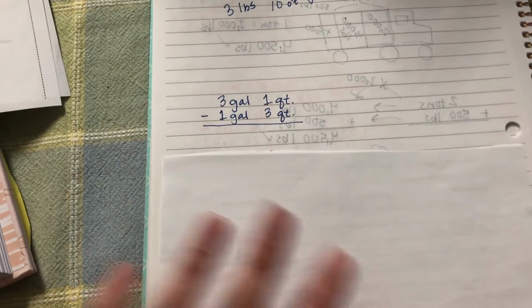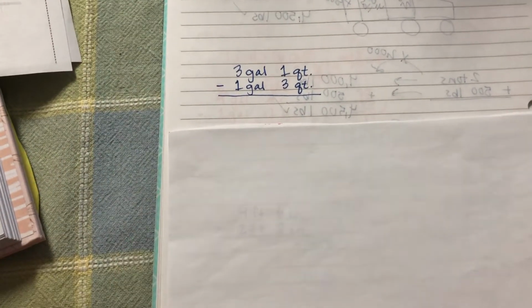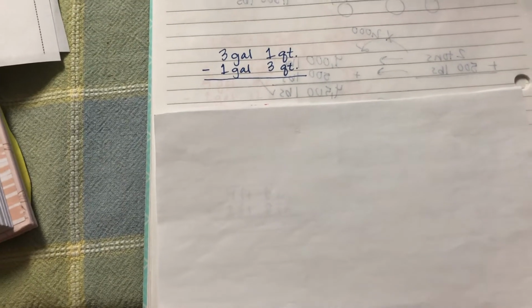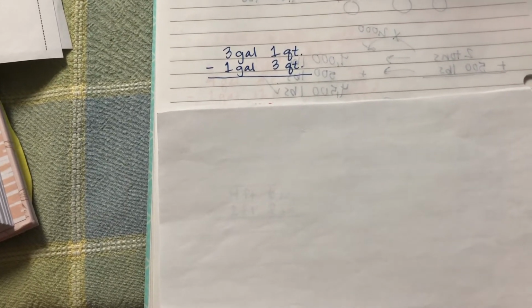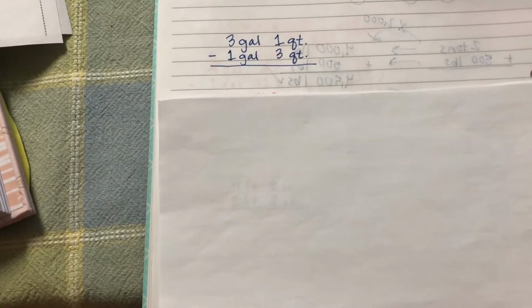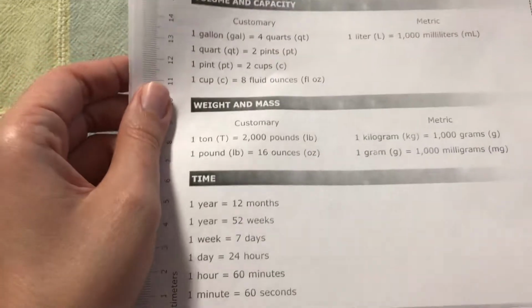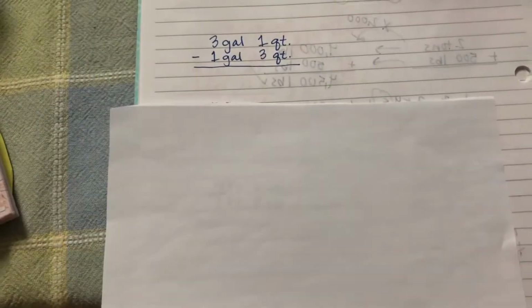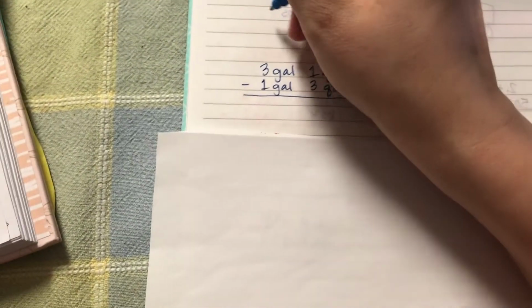Next one. We're going to do gallons and quarts. Now remember, quarts, like the word quarter. There's 4 quarters in $1. So there's 4 quarts in a gallon. I'm going to double check that though. Oh, sure enough, 1 gallon is 4 quarts. So make a little note to myself.